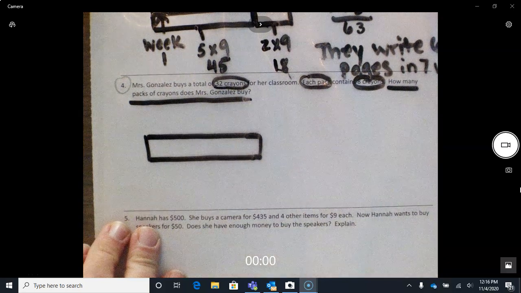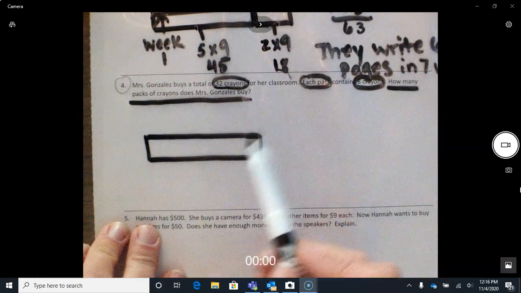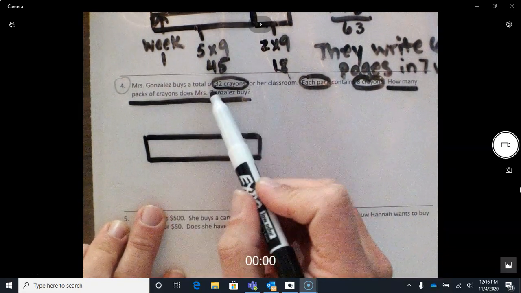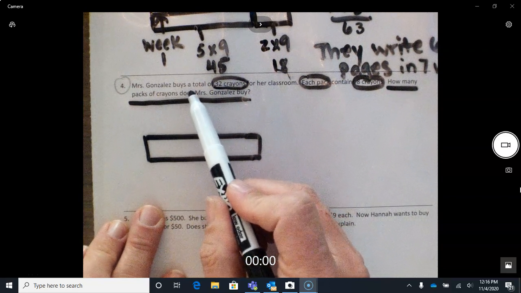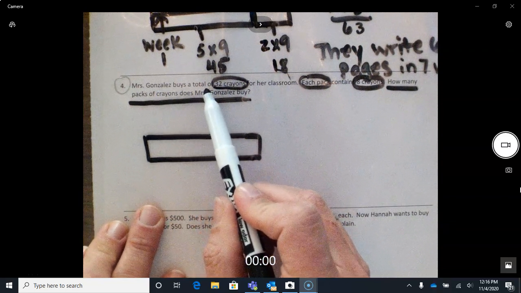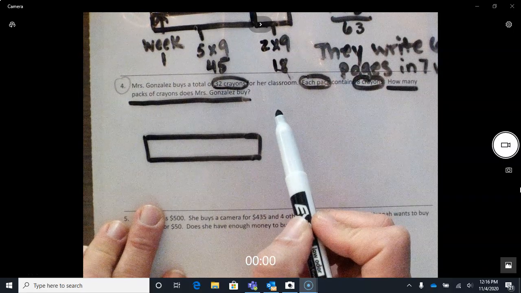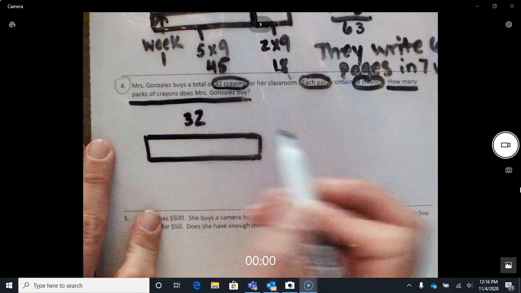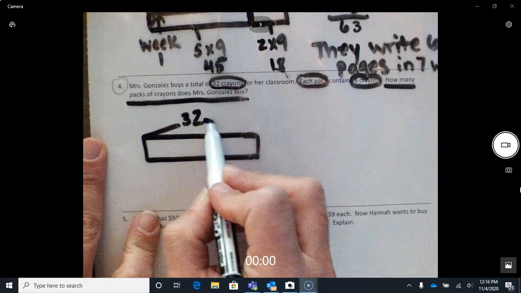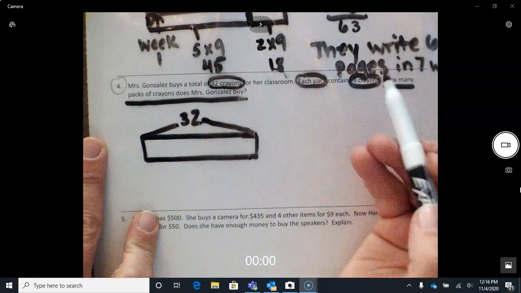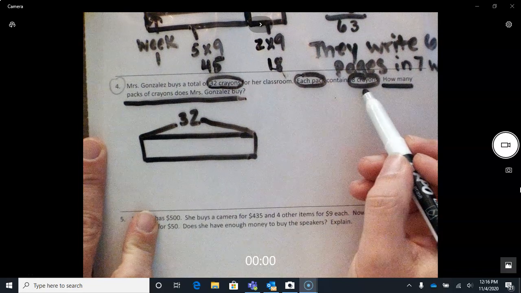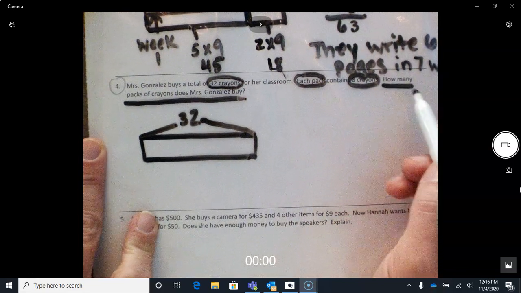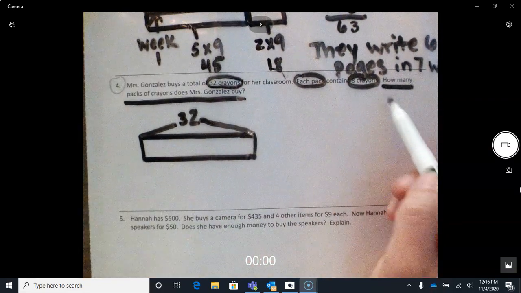Good. All right, so let's check your work with mine. So I've got my tape diagram, and now I'm going to go back to my problem. Mrs. Gonzalez buys a total of 32 crayons. Okay, so I'm going to put my 32 here, because it says it's a total of 32 crayons, and then each pack contains 8 crayons. How many packs of crayons does Mrs. Gonzalez buy?